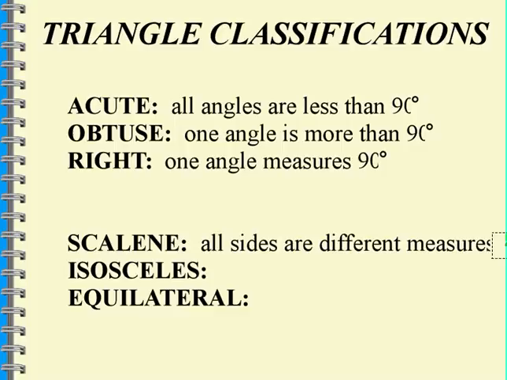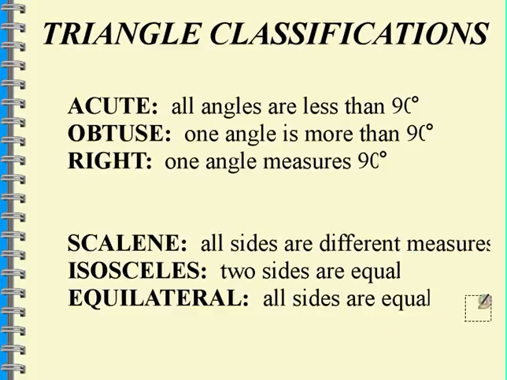Alrighty, so let's talk about an isosceles triangle. Two sides are the same. Two sides are equal. Equilateral? All sides are equal. And if you've noticed up here, we've broken down triangles on the top by angles, on the bottom by sides. So on the top, these are classified by angles. On the bottom, they are classified by sides.